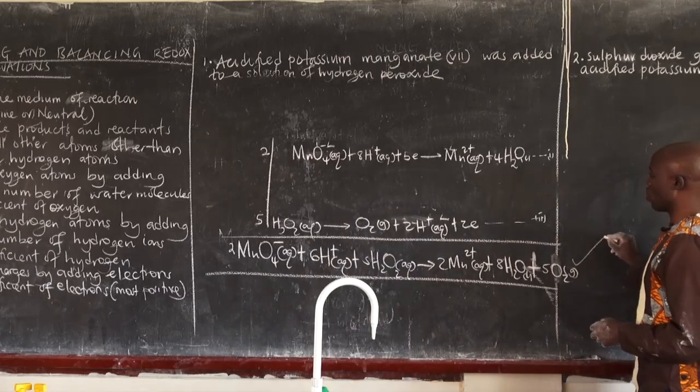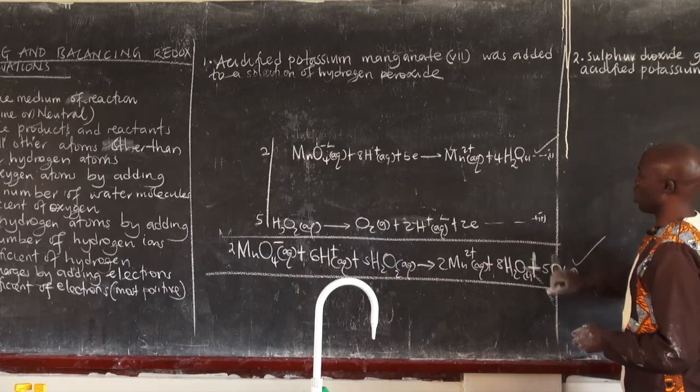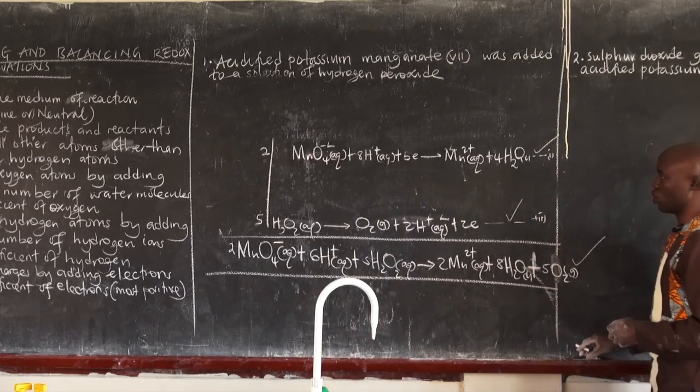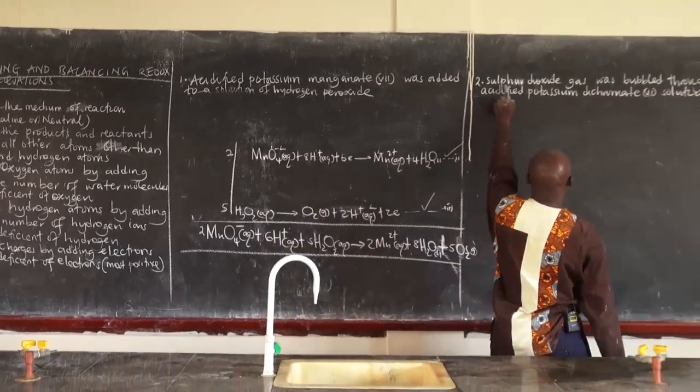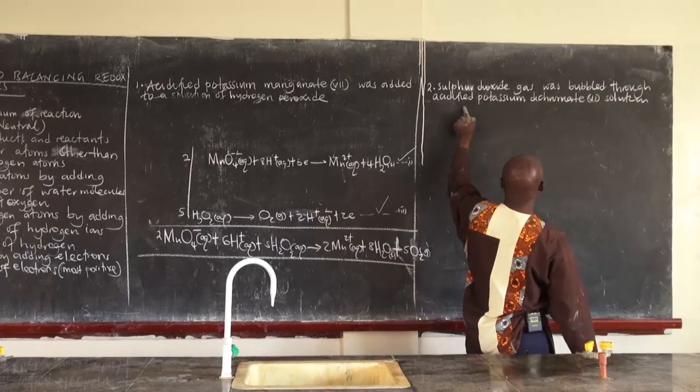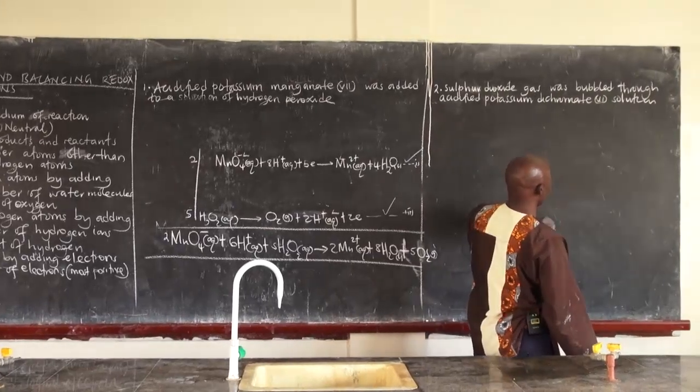This is now the overall redox equation. This is the reduction half equation, and the oxidation half equation. Let's now look at the next example here. Sulfur dioxide gas was bubbled through acidified potassium dichromate 6 solution.